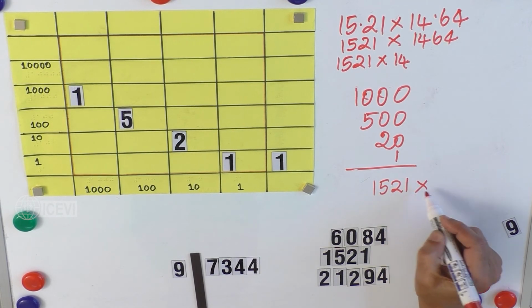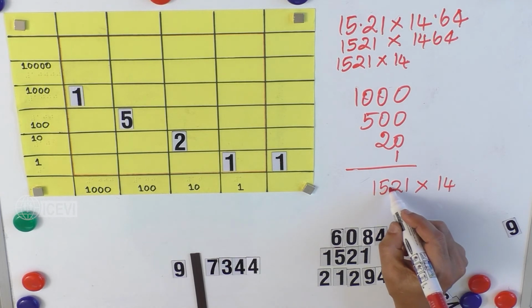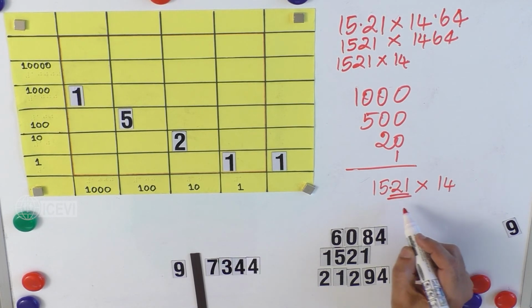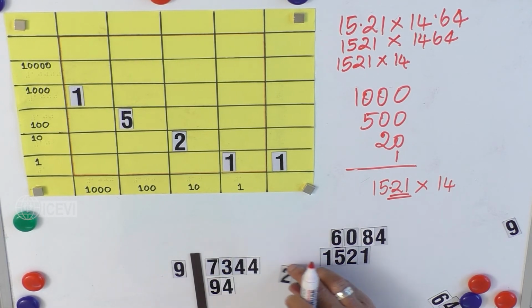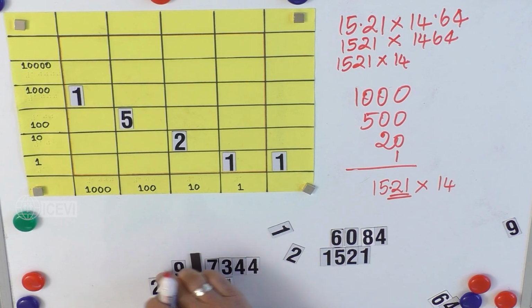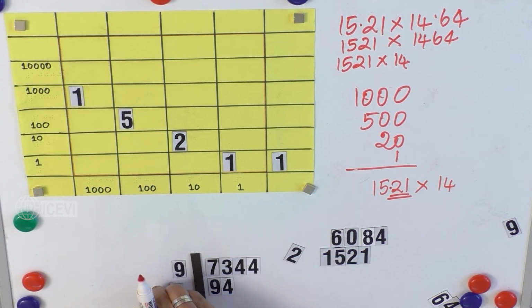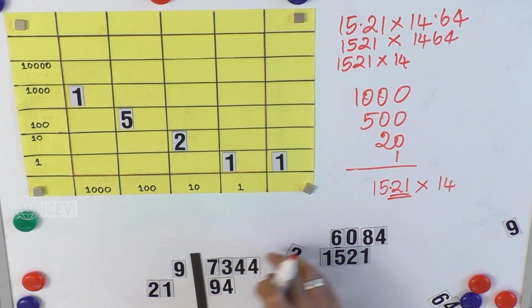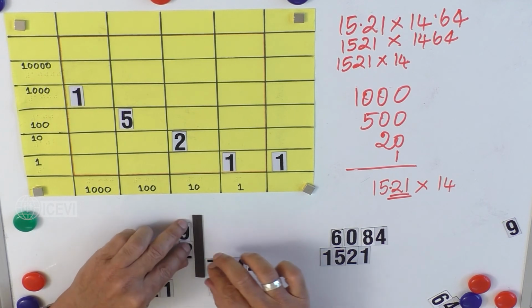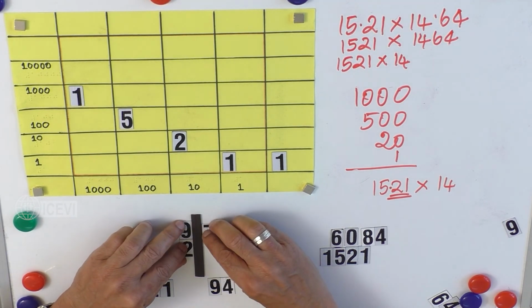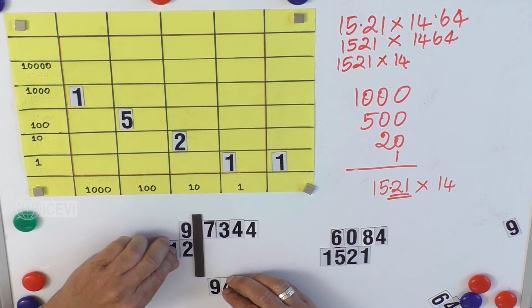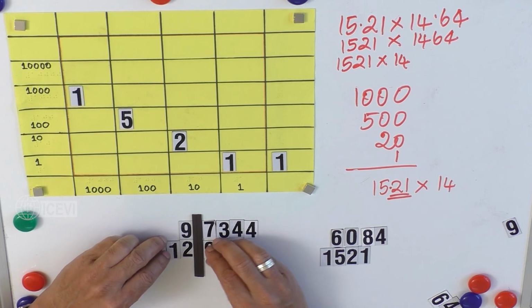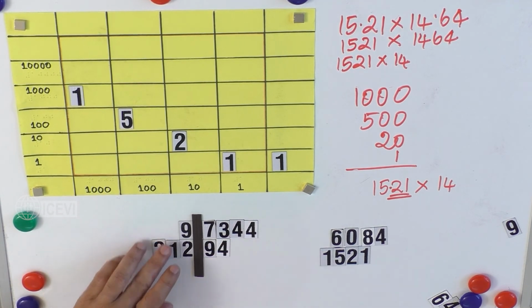So here it is actually nothing but 1521 multiplied by the whole number 14. So here there are two decimal places. So in the whole number you have to put 94 as the decimal portion, and 212 as the integral portion. So what have you got? You have got the first number 9.7334. The second number is 212.94. So what is the total value now?